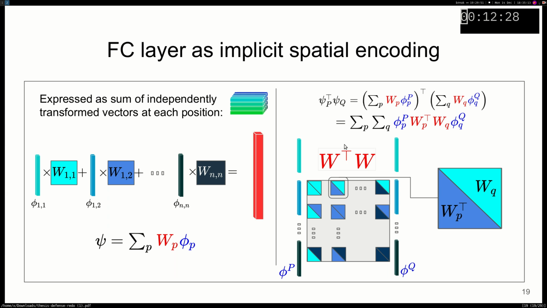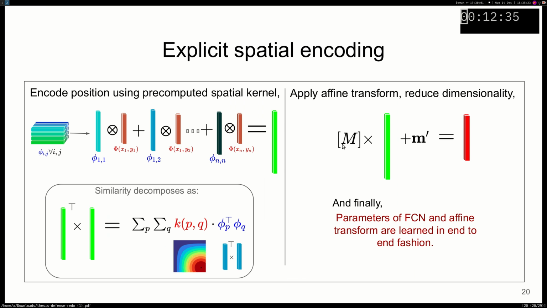But given that this is just spatial encoding, can we extend the lessons that we have learned previously to this case as well? We see that we actually can, and we define explicit spatial encoding in the following fashion. It's not something that we came up with, it is in the literature as well. So we encode the position using a pre-computed spatial kernel, whereas before this is the tensor of appearances, and now instead of a transformation matrix corresponding to every single position, we have a spatial embedding corresponding to every single position, and we take a Kronecker product.